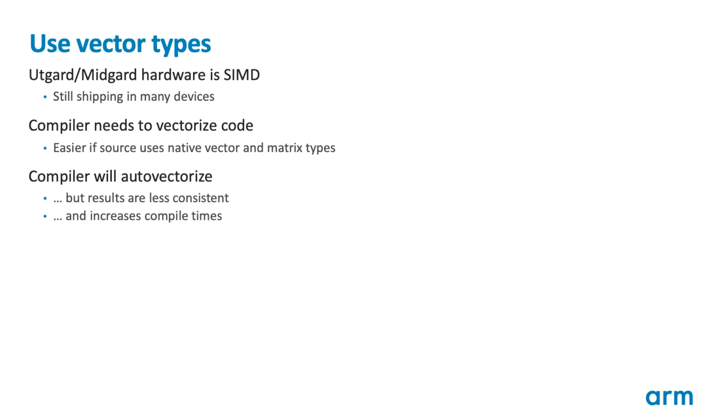This advice is less important than it used to be, but there's still a large number of Midgard architecture devices in the hands of users. Utgard and Midgard GPUs have a SIMD instruction set, so the compiler needs vector operations to pack out those functional units. It will auto-vectorize if it needs to, but it's always better if you use the vector types in the language.